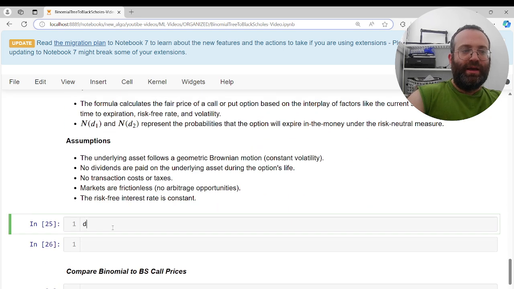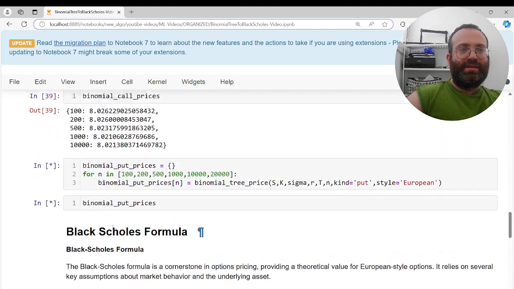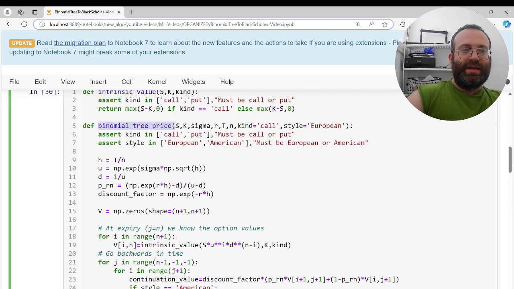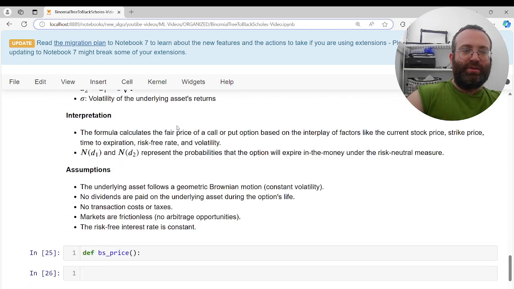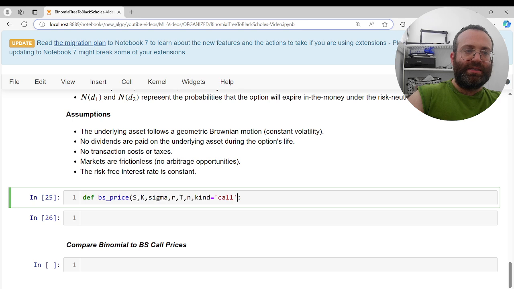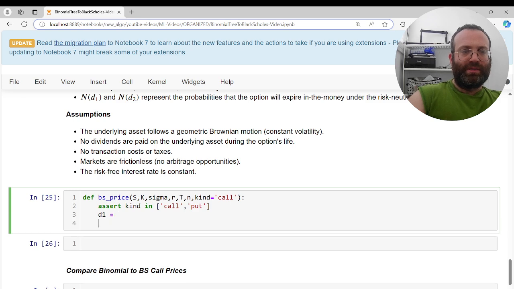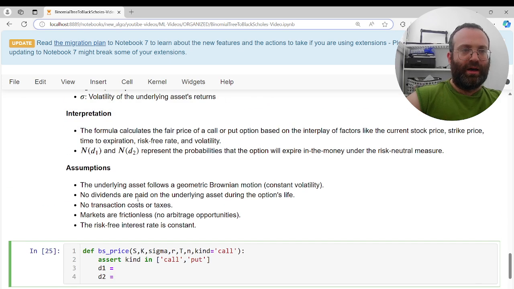So we'll do def Black-Scholes price, similar to the binomial price, so we have all our inputs: S, K, sigma, R, T, but we don't need style. It's always going to be European, so I'll call it BS price. Then, similar to the last video, assert kind in call, put. And then I'll do d1 equals this, d2 equals this.